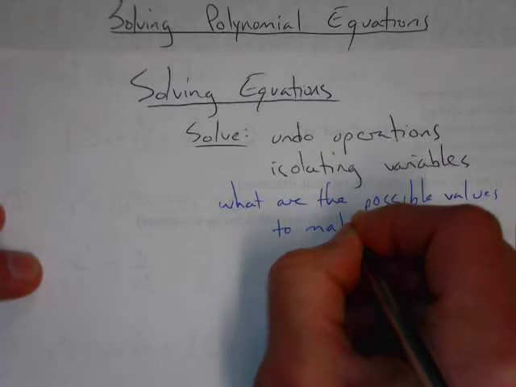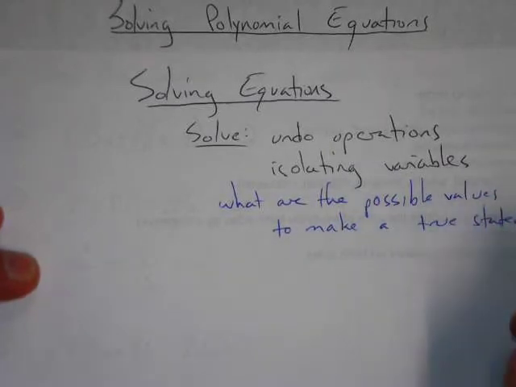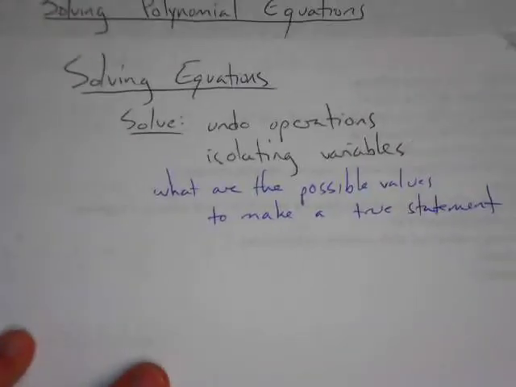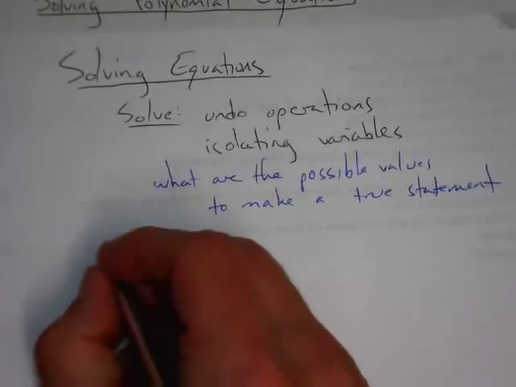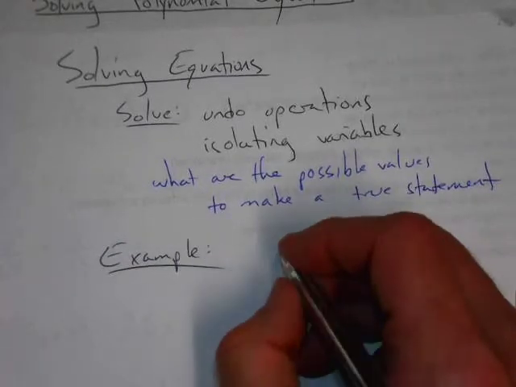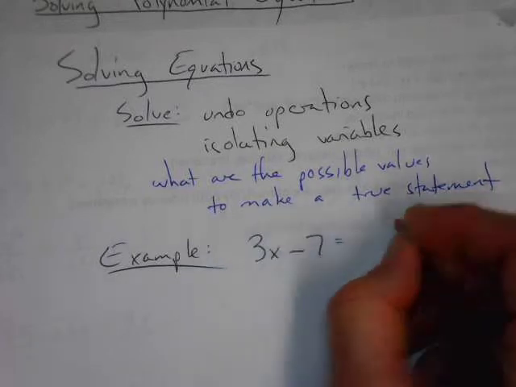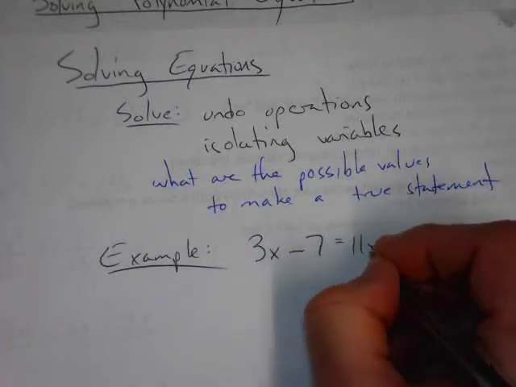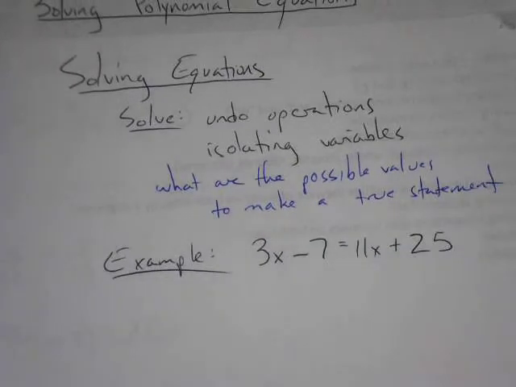All right, and we get into some simple stuff. So far with our history of solving equations, if we do just a brief example, all we've ever done is work with something to the first power. So if I had something like 3x minus 7 is equal to 11x plus 25, just making stuff up, how do we solve that? That's only in the first power.